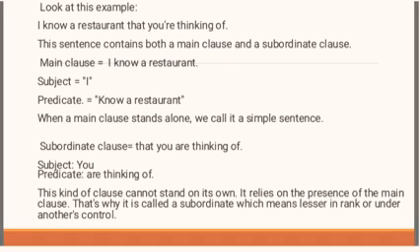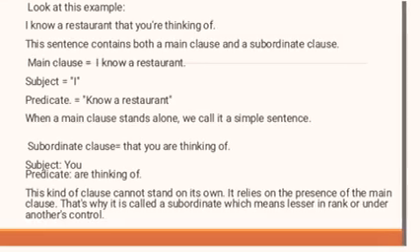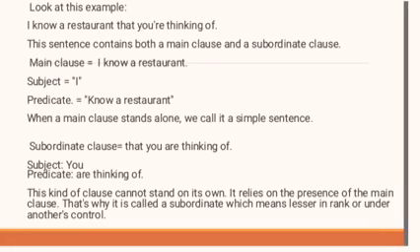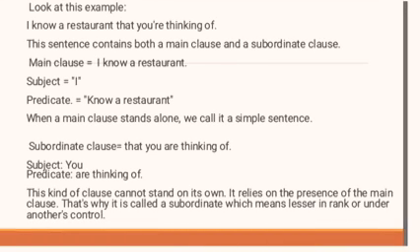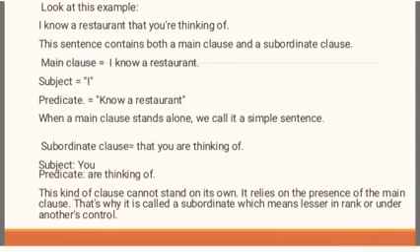The next one is: that you are thinking of. That is the subordinate clause there. The subject of that subordinate clause is you, and the predicate is are thinking of. This kind of subordinate clause cannot stand on its own. It relies on the presence of the main clause. That is why it is called subordinate, which means lesser in rank or in another's control. So that's about the main clause and the subordinate clause.